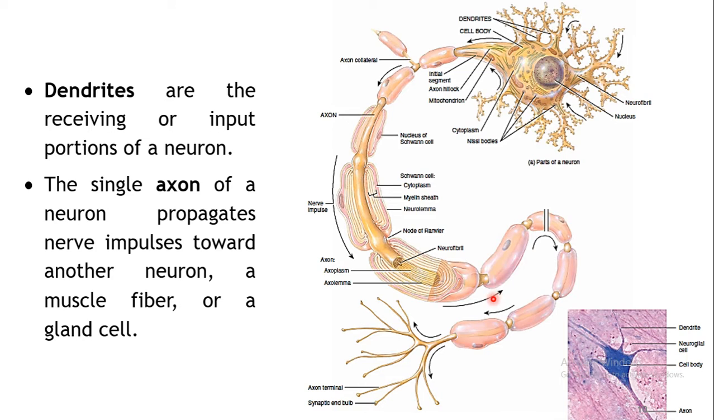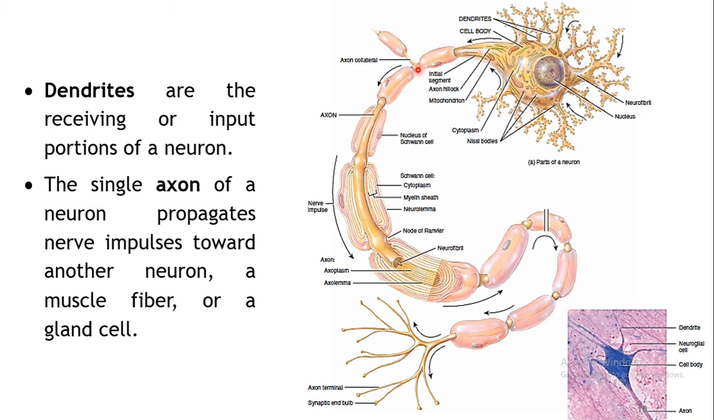Okay, so it will move towards maybe another muscle fiber, or another neuron, or maybe a gland cell, or whatever effector organ onto which it is producing the action. Now this axon is the longest process, right? And that's only one axon.